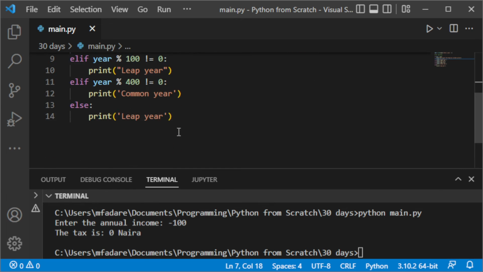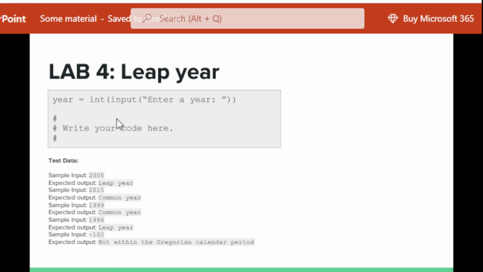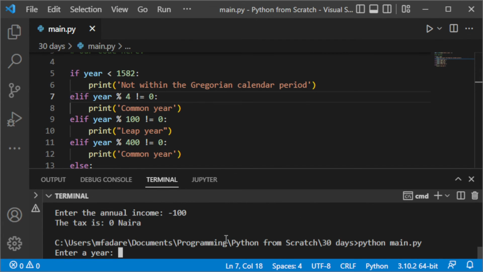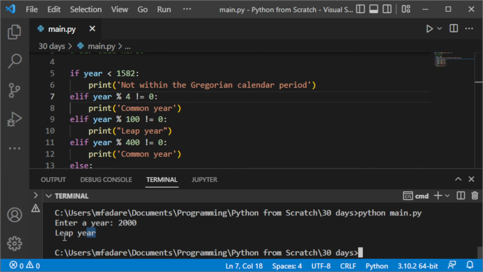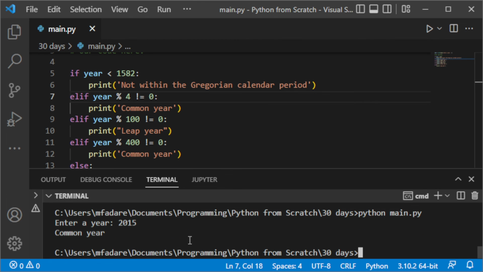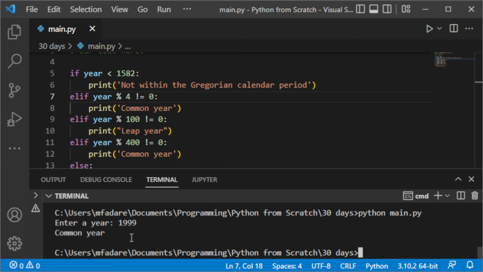So let us try to run this code with our test input. We have 2000, 2015. All right. The first one is 2000. 2000 is a leap year. Yes, it is. 2015 is a common year. And yes, it is. So let us run more examples. 1999. 1999 is a common year. Yeah, and yes, it is.